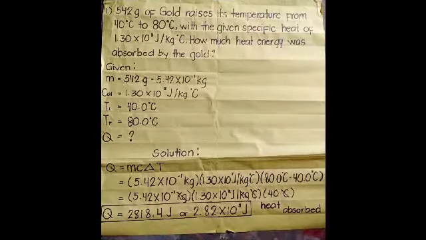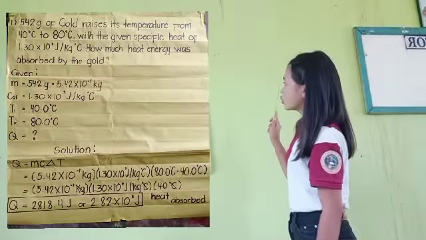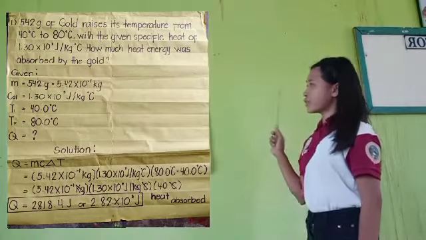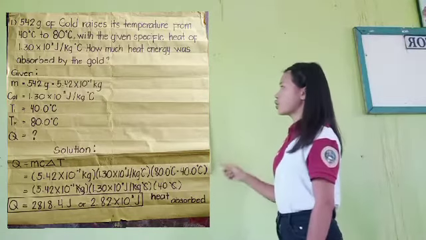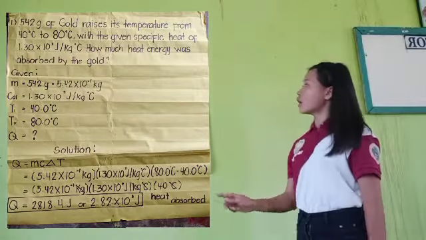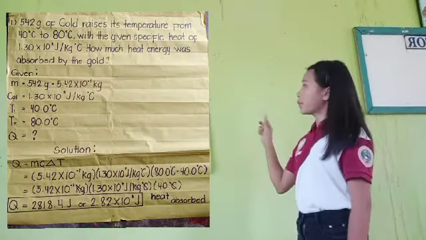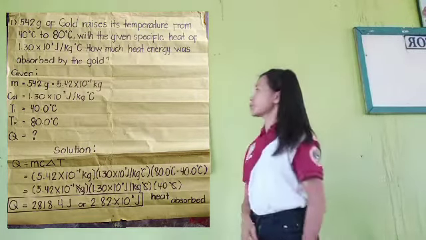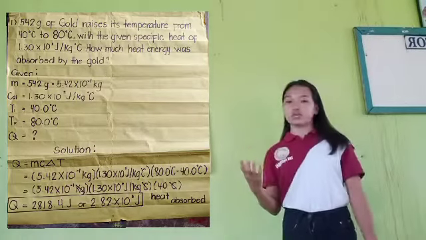So, first problem. 542 grams of gold raises its temperature from 40 degrees Celsius to 80 degrees Celsius, with a given specific heat of 1.30 times 10 to the power of 2 joules per kilogram degree Celsius. How much heat energy was absorbed by the gold?